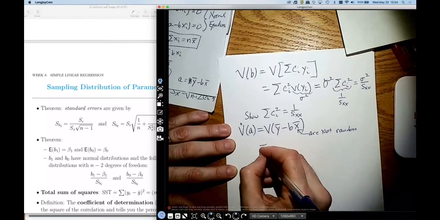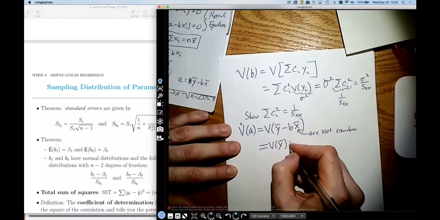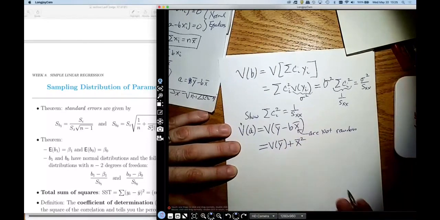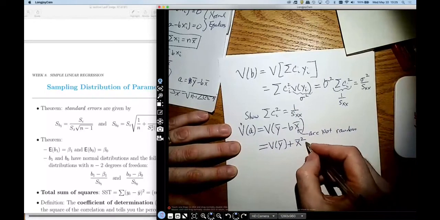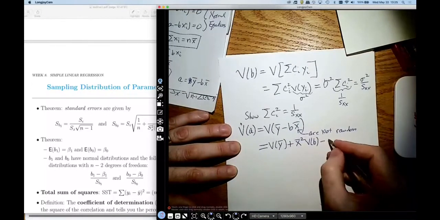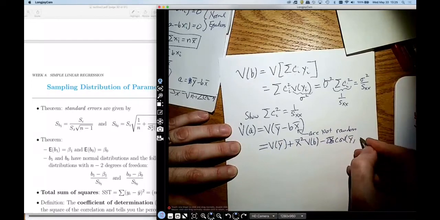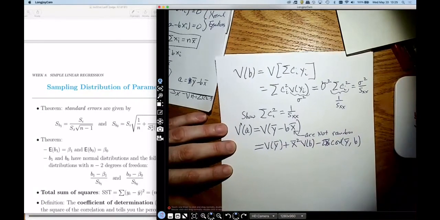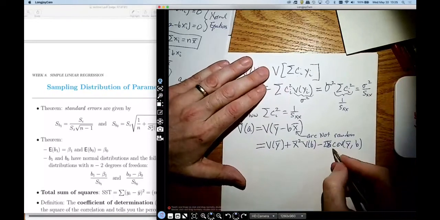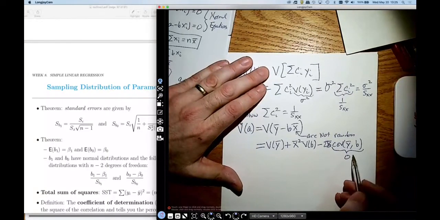Now, this is equal to the variance of y bar plus, since x bar is a constant, we can just bring it out, x bar squared times the variance of b. And then I'm going to have minus 2 times x bar times the covariance of y bar and b. I'm going to leave as another exercise to show that y bar and b have a covariance of 0. All right, so that's an exercise.